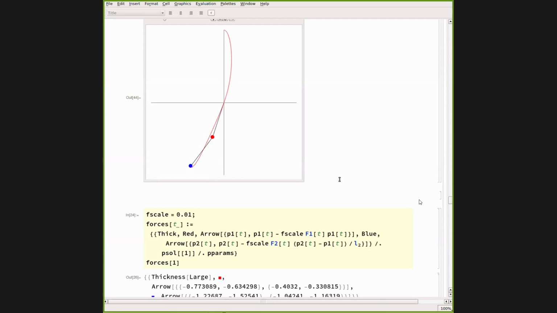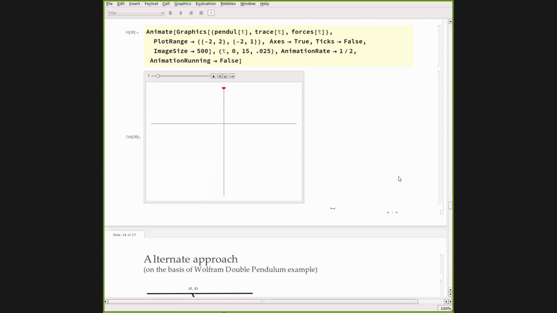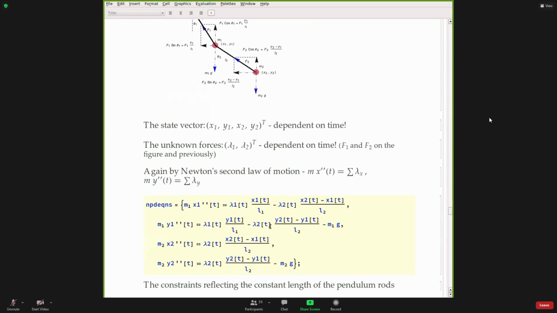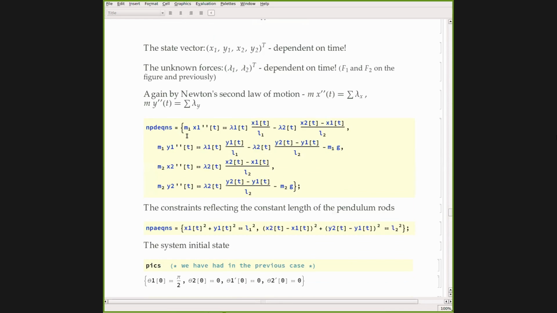Okay, so this is pretty nice. And as you remember, I was talking during the last lecture about the alternate approach, which is presented in the example on the Wolfram page. So we take exactly the same double pendulum, but we model this a little bit differently because we will model this separately along the horizontal axis and along the vertical axis. So we will write equations for the horizontal movement and for the vertical movement of each mass.